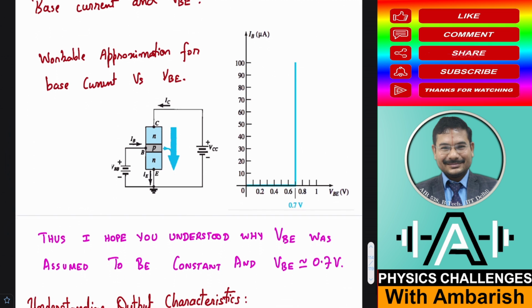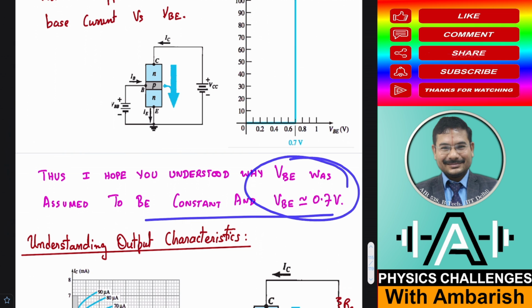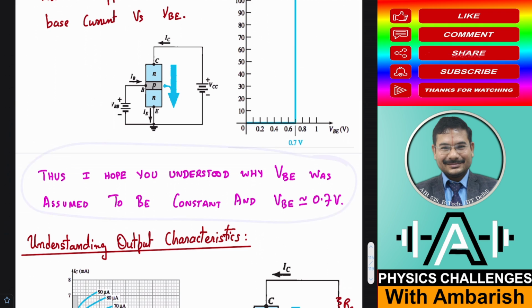Okay. So I hope that you understood why VBE was assumed to be constant and VBE was taken as 0.7 volt. Remember, in the first part I told you how things happen, and now I've told you why things happen. So I hope you understood why we are taking VBE as 0.7 volt. So this is the workable approximation for the base emitter junction, right?